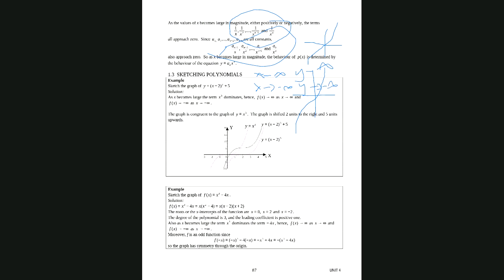So now, when we have a graph y equals (x minus 2) all cubed, from the class we had on unit 2, or is it unit 3, we will see that the original graph is like this.